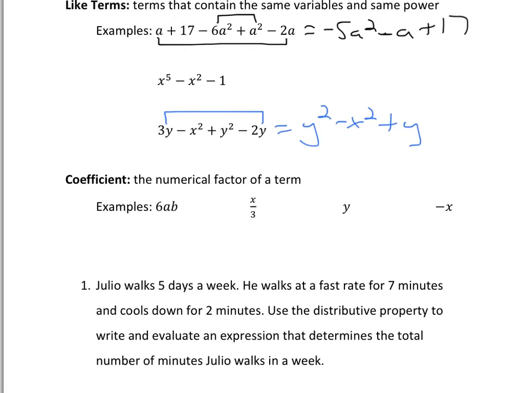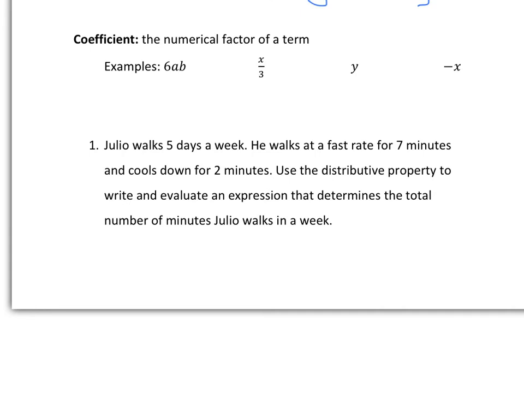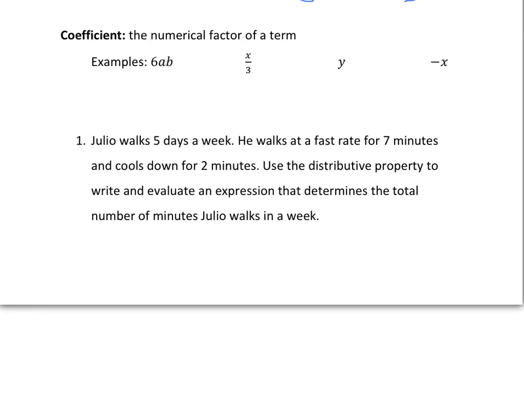All right, and the last vocabulary word that we're going to learn in this one is the word coefficient. So a coefficient is the numerical factor, so the number part of any term. All right, so we know that terms, which we just talked about above, are the things that are added and subtracted together. They could consist of variables, numbers, and powers. Okay, so the number part that's in front, not the power part, but the number part, is called a coefficient.